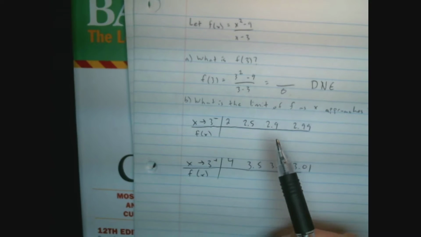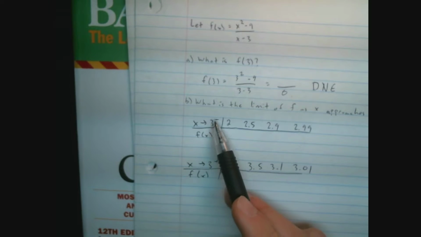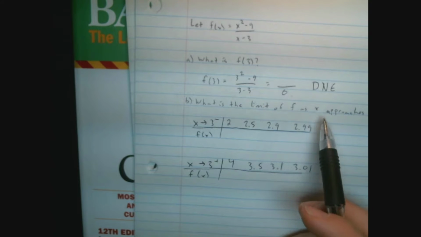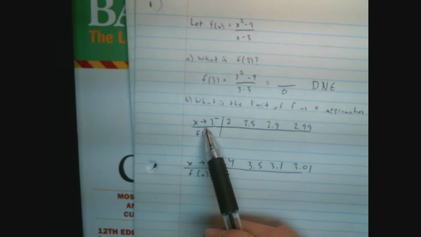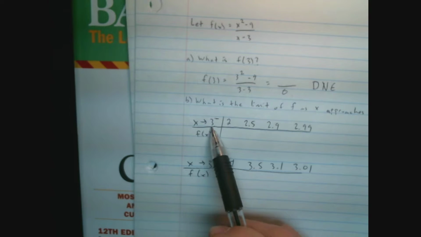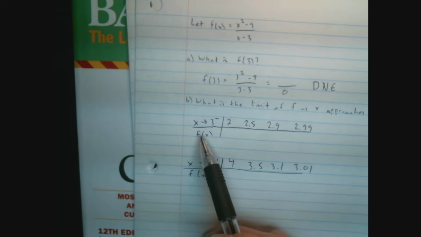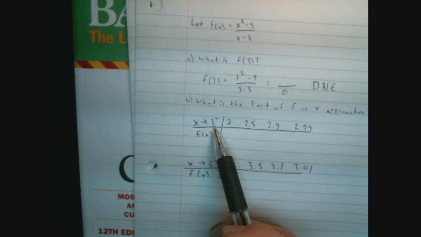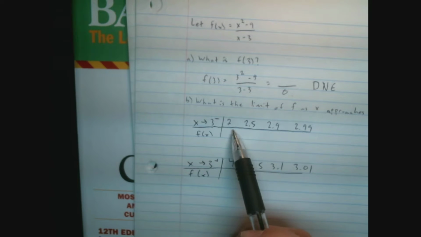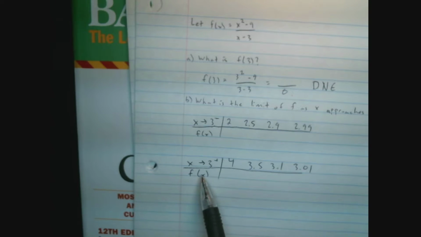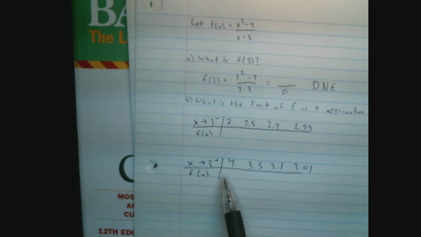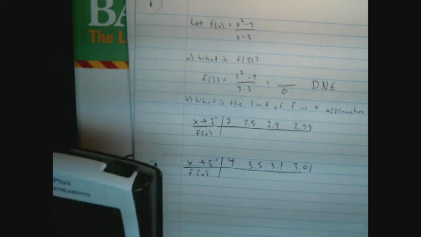Okay, so for part B, we have to find the limit of f as x approaches 3. So here I made a chart from some of the x values approaching 3 from the left. I just picked 4 random numbers: 2, 2.5, 2.9, 2.99. I did the same thing for x as it approaches 3 from the right. I just picked 4 random numbers.